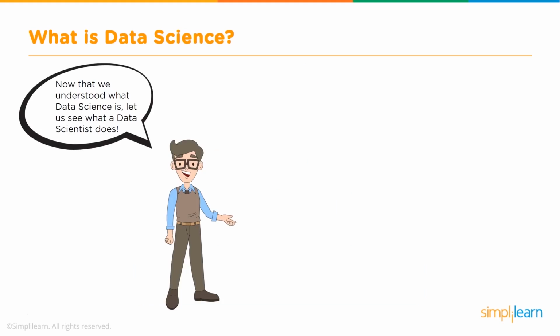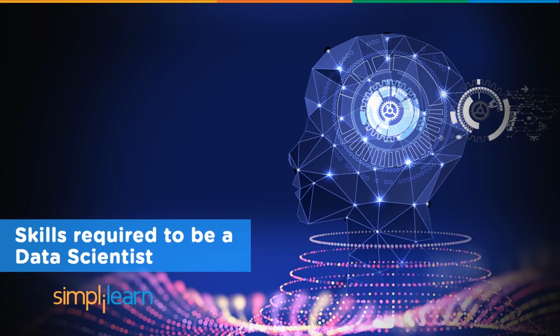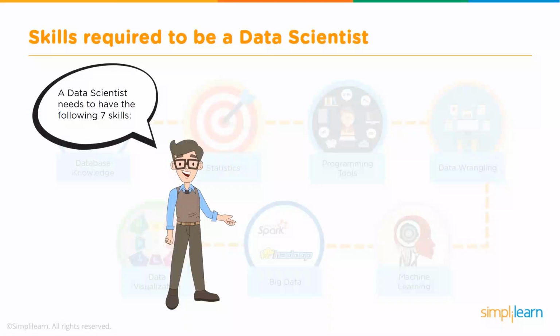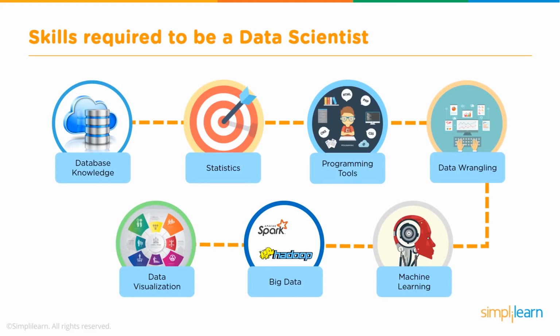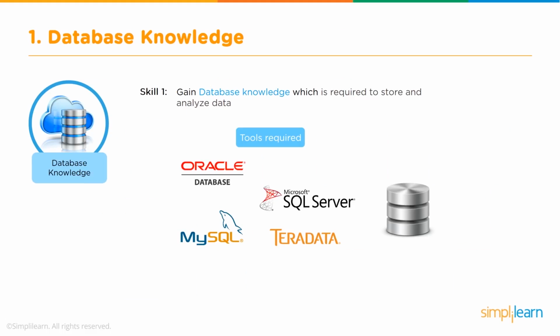Now that you understood what data science is, let's talk about what a data scientist does. We'll go through all the skills that are required by a data scientist. A data scientist needs to have the following 7 skills: database knowledge, statistics, programming tools, data wrangling, machine learning, big data, and data visualization. Let's go one by one. Skill number 1, database knowledge.